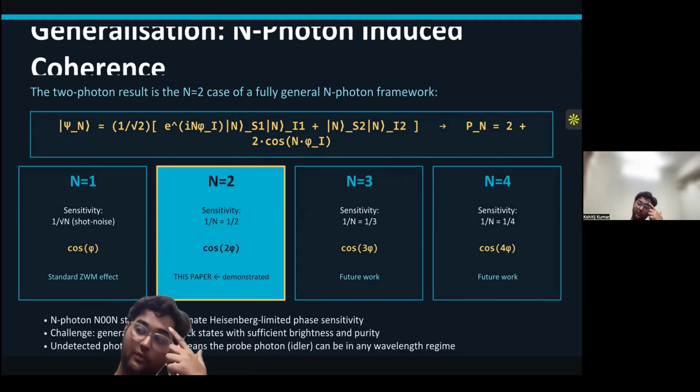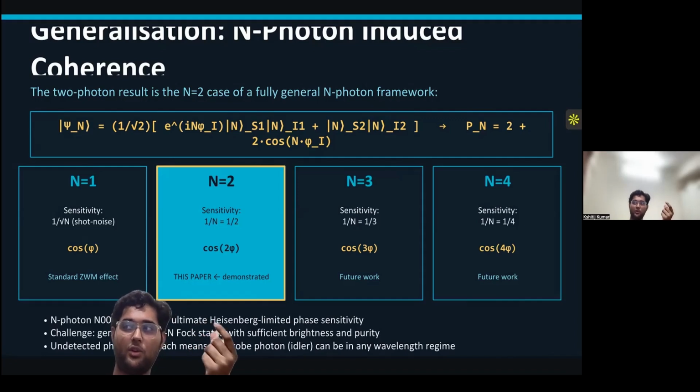The undetected photon approach is especially attractive at high n because the probe photon, the one doing the sensing, can be at any wavelength, mid IR, terahertz, whatever the application demands. The detection always stays in the visible. That's the real power of this scheme. So now let's go on to the next slide.